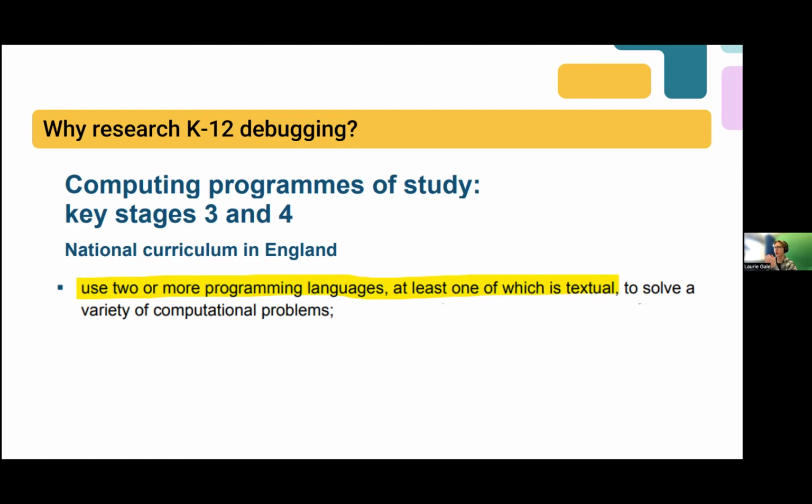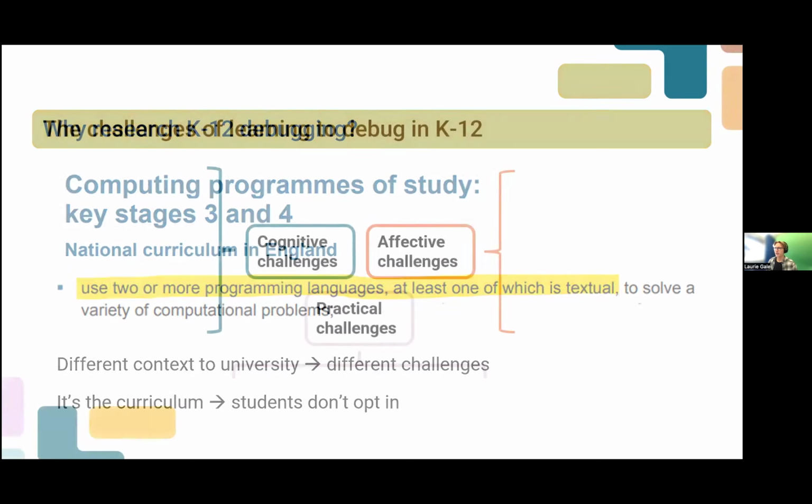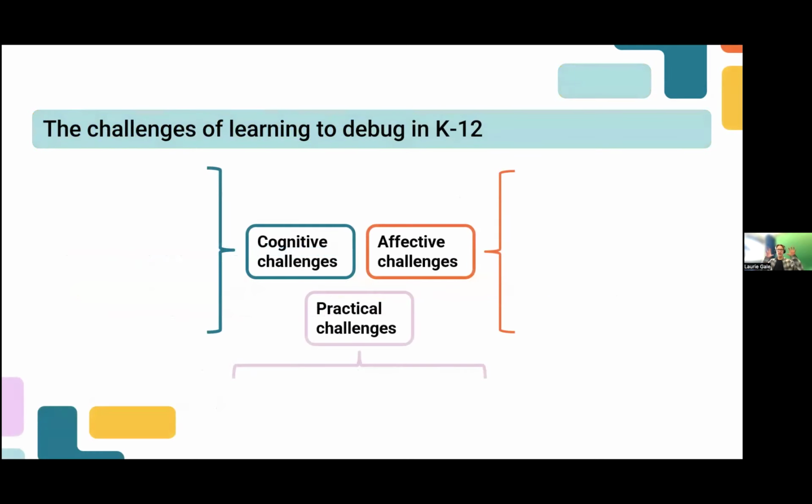As well as that, the context is different to university settings, where computing education research is most common. There are different challenges. Teachers have much less time per week to teach programming. Often teachers aren't specialist computing teachers or experts. And compared to most undergraduate courses where students elect to do CS1, students don't get a choice. They can't opt in, nor can they opt out if they're not enjoying the process of debugging or programming more generally.